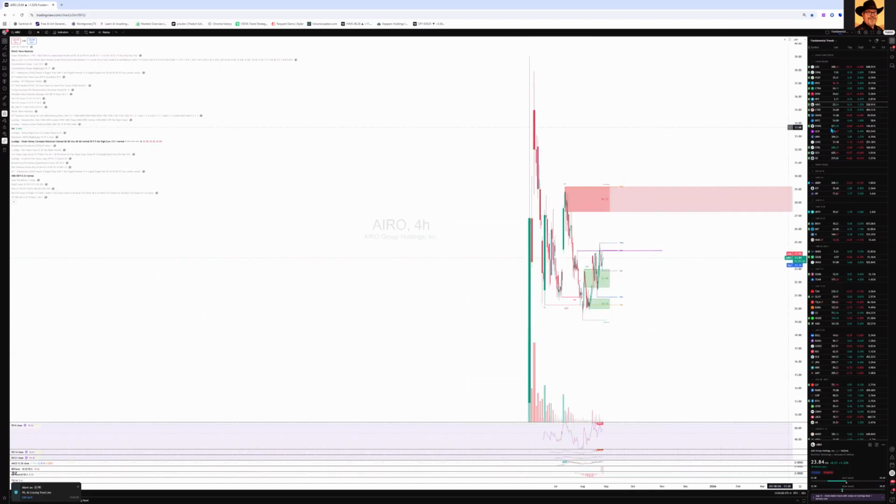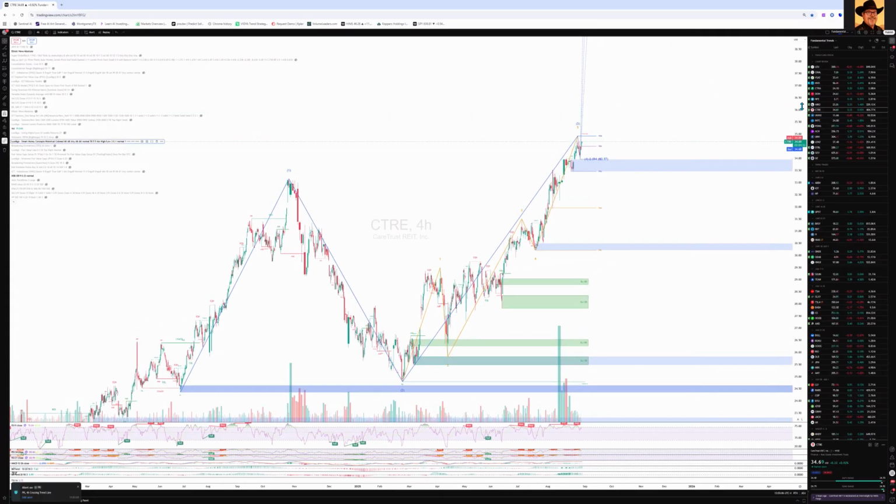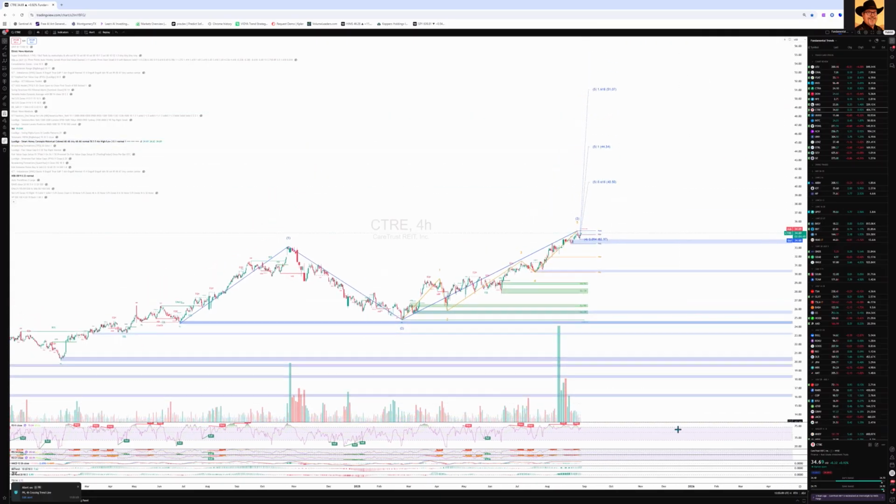CTRE, or excuse me, arrow. No, didn't click it right. CTRE. CareTrust REIT. Moonshot. Look at that shot up there. Just measuring this. Boom.